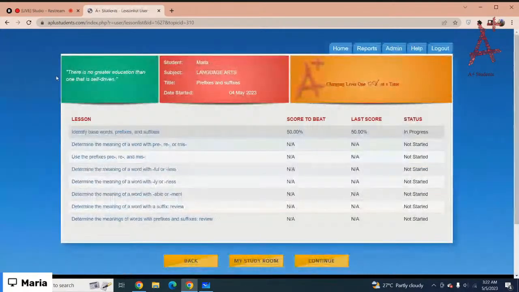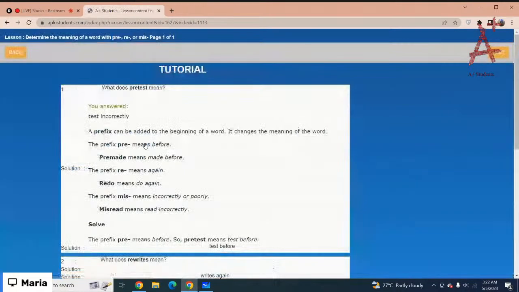And the next lesson is determine the meaning of a word with pre, re, or mis. So now we're going to learn the meaning of the words with these prefixes: pre, then you have re, and then you have mis. So the prefix pre means before. Whenever you see the prefix pre, that means before. Like prefix. Pre is the part that comes before the base word. Got it? So pre means before.